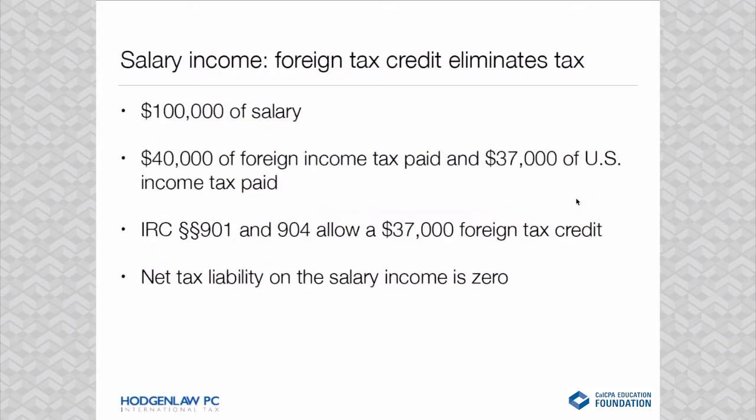Salary income, again, the direct foreign tax credit under Section 901 and 904 is going to say you have 37% tax on $100,000 of salary, but you have a $37,000 foreign tax credit. So net tax liability on the U.S. return is zero. And this is what you see day in and day out for an American working abroad, preparing the 1040 for that person, that routinely the net tax liability to the U.S. is zero because of the foreign tax credit.